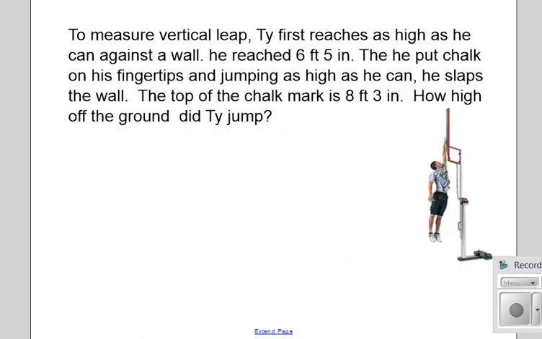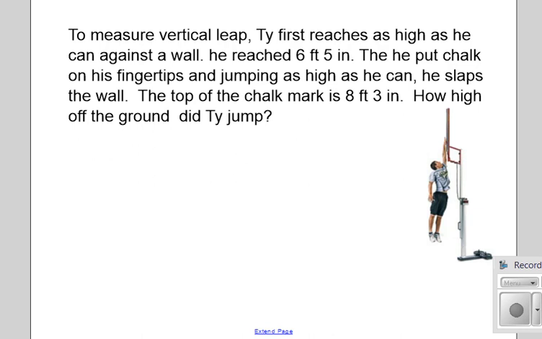Another example can be like this, right? To measure vertical leap, Ty first reaches high as he can against the wall. He reached 6 feet 5 inches. Then he put chalk on his fingertips and jumped as high as he can. He slaps the wall. The top of the chalk mark is 8 feet 3 inches. How high off the ground did Ty jump?